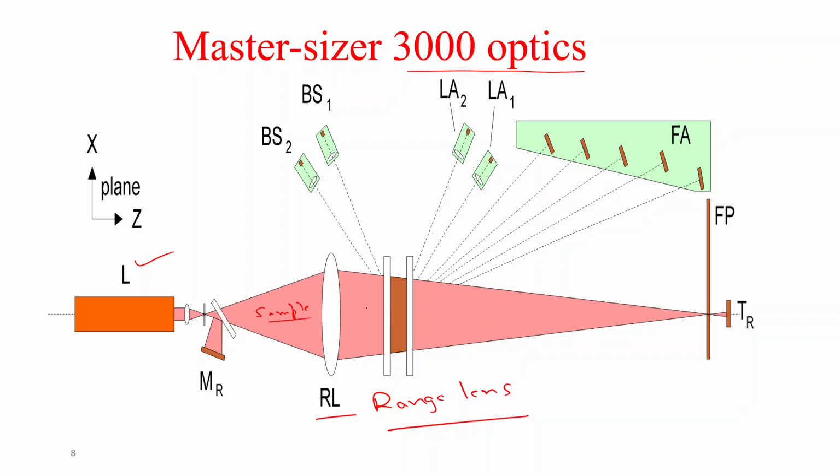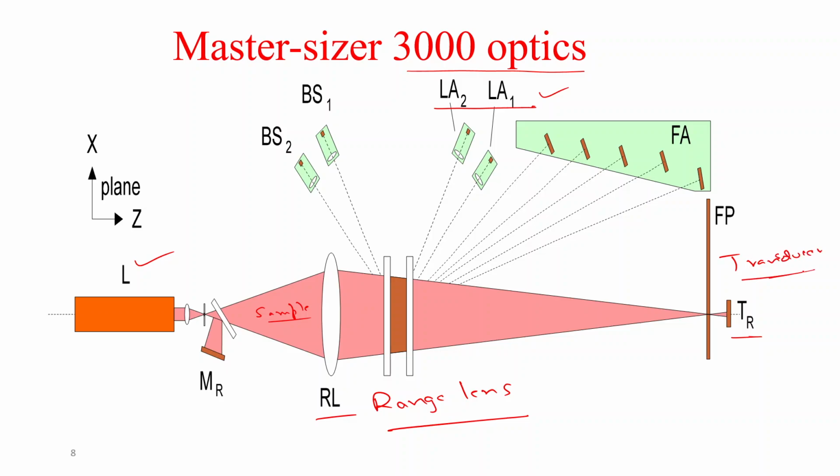So it will divide the path of the light into different paths, and then the light will be reaching the lens array, which will again focus the light coming to the detector, and ultimately it will be detected by the detector. Then this is passing to the focal plane, and then there is also a transmitter.